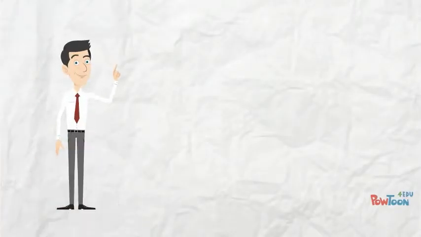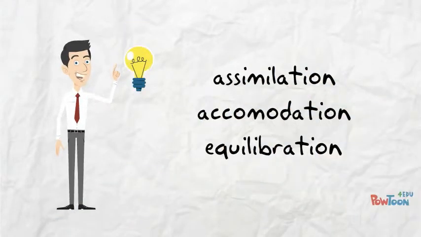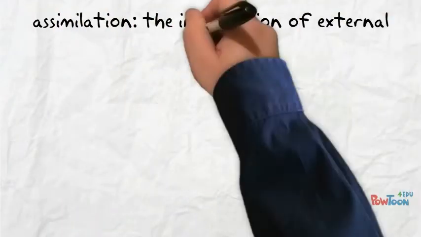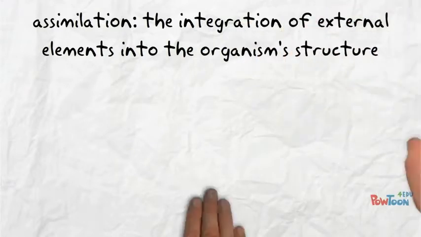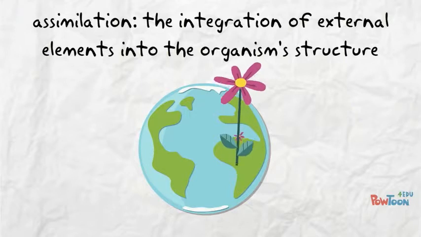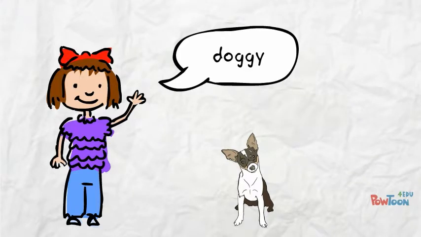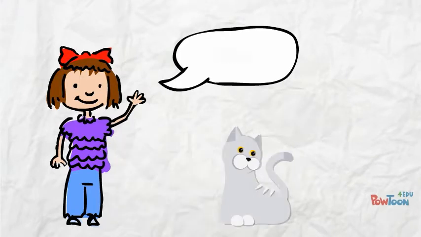Piaget used terms to describe the essential nature of the interactions between intelligence and the environment. These terms are assimilation, accommodation, and equilibration. Assimilation is the integration of external elements into the organism's structure. In other words, what is perceived from the outside world is incorporated into the internal world without changing the structure of the internal world. For example, when a child has a Chihuahua dog, she calls it a dog. When she sees a cat for the first time, she also calls it a doggy.